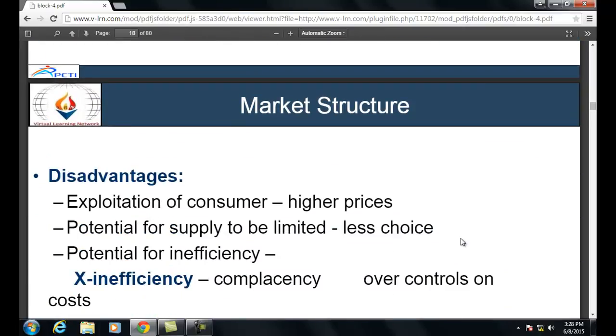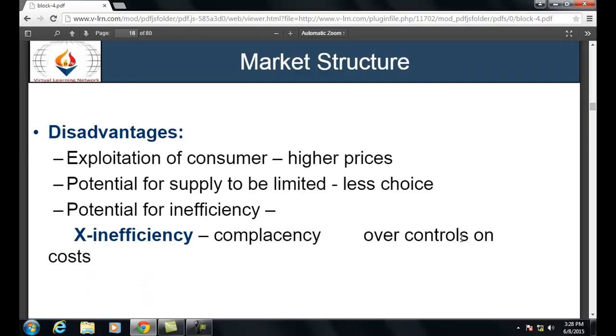And now the disadvantages: exploitation of consumers by higher prices, potential for supply to be limited, less choice, potential for inefficiency, complacency over control of cost.